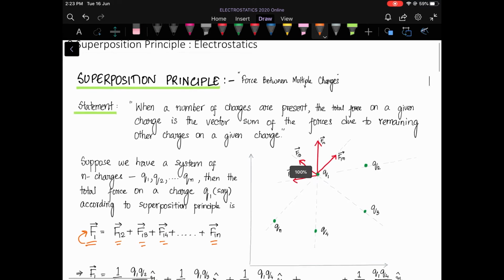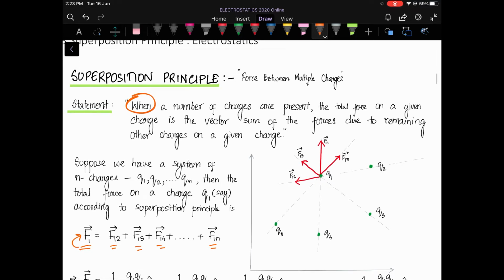So let's read the statement once. When a number of charges are present in a system, the total force on a given charge, if you remember we are finding the total force on the first charge, you could have also done it for your second charge, or you could have also found the total force or net force on the third charge or fourth charge or any charge you want. Right now we are talking about only the first charge.